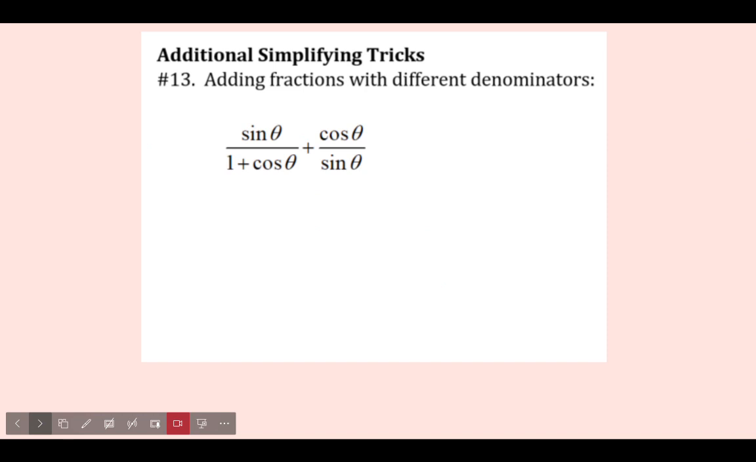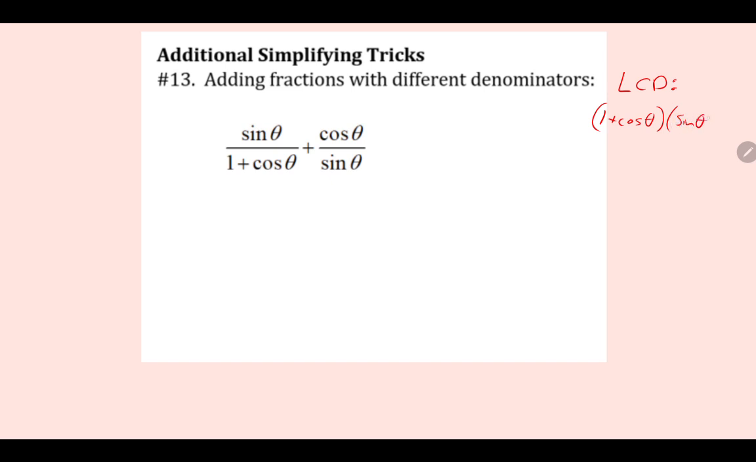All right, this video is going to contain these next two little tricks I want to show you, and then the rest is going to be practice for you. So the first thing is adding fractions with different denominators. So if you have two fractions with different denominators, what you must establish is what the LCD is. LCD is the least common denominator and must contain all the denominators. So 1 plus cosine theta and sine theta. That's your LCD in this case.